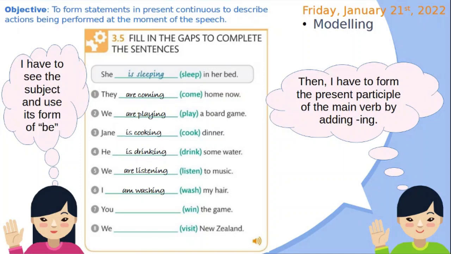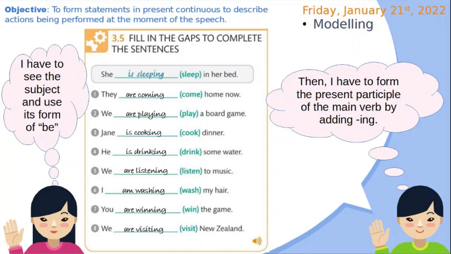Ah, este es de esos verbos de consonant, vowel, consonant. Aquí tengo que hacer doble la última letra. So you are winning with double N. Okay, you are winning the game. And finally, we are, ese ya lo vi, we are visiting. We are visiting New Zealand. Ready, I'm done. Qué fácil está esto.